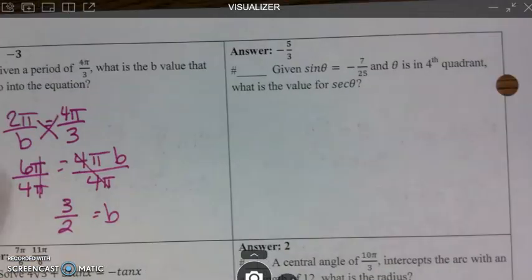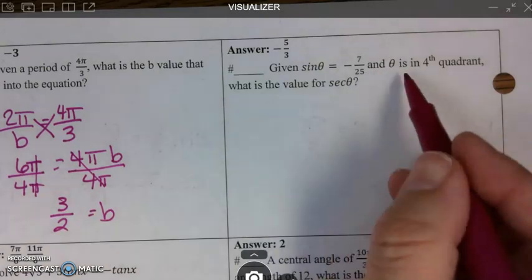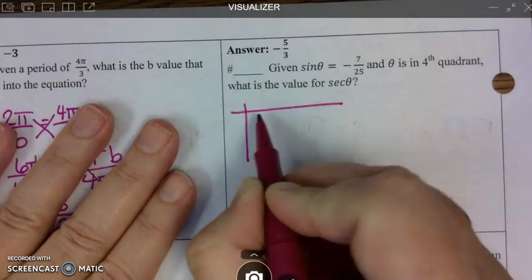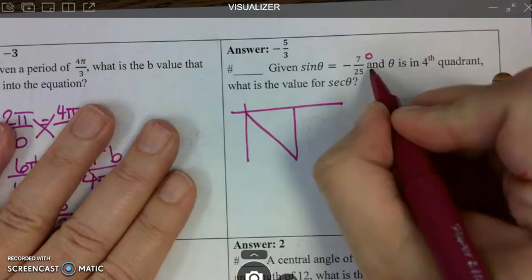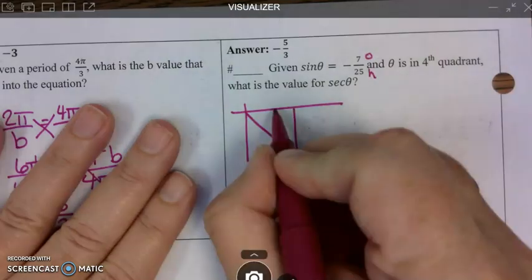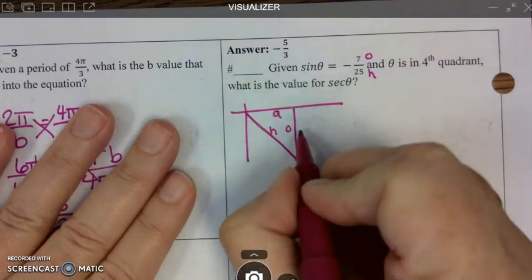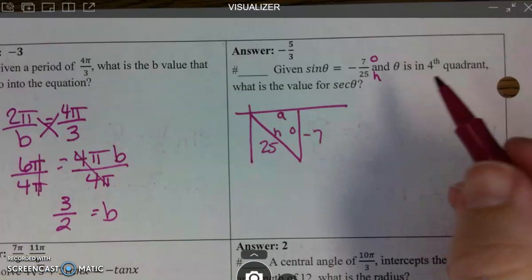Now, next, given sine is equal to negative 7 over 25, and we're in quadrant 4, let's go ahead and draw quadrant 4. Remember, sine is opposite over hypotenuse, so let's get our sides labeled: A, O, and H. Remember, hypotenuse can never ever be negative, so that means the 7 is the negative one. Now we have to find our missing side.